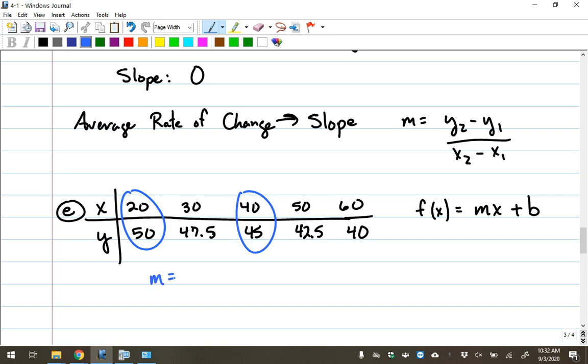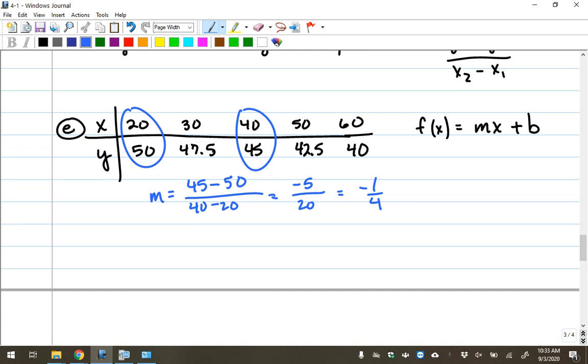I'm going to find the slope. What goes on the top? Finding the slope, y2 minus y1, so 45 minus 50. So how does the denominator need to be? 40 minus 20. Good job. All right, work that out. It'll be negative 5 over 20, which reduces to negative 1/4. Down 1 over 4. Okay, I take that information and I put it in the place of m in my function.